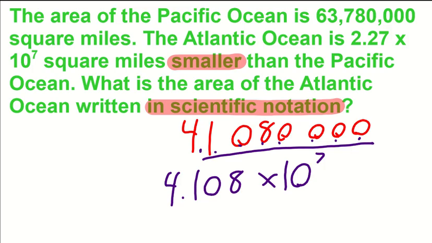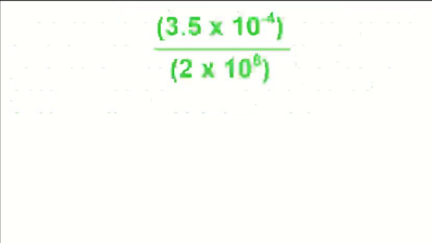Okay? Everybody good with that? Any questions on that? We make our single digit number, and then we count everything after the decimal. That's our exponent. All right, y'all go ahead and try that on Desmos.